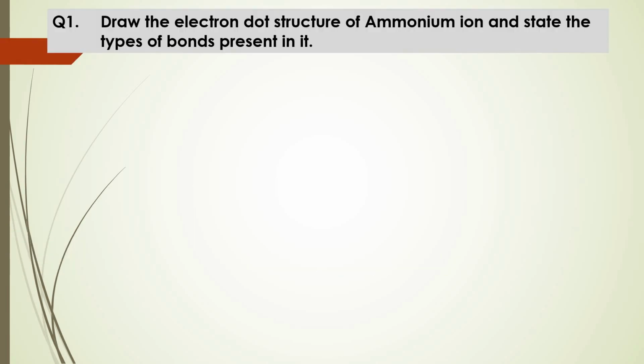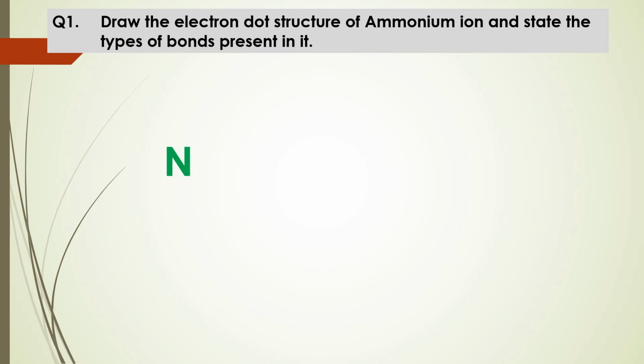Solving questions. Question number 1. Draw the electron dot structure of ammonium ion and state the types of bonds present in it. What is the formula of ammonium ion? NH4 with positive sign, and the central atom is nitrogen.